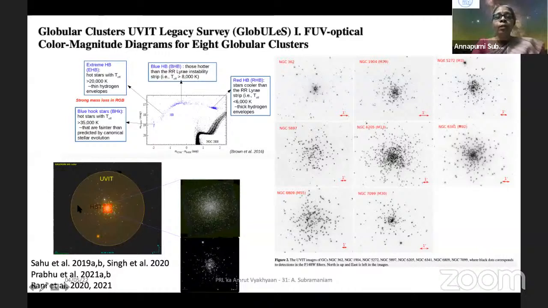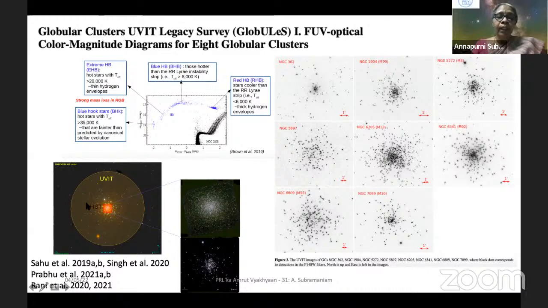We have also completed the globular clusters. The first paper on the globular cluster survey, Globules, is out. There we have studied 8 plus 3, 11 clusters. 8 are shown here, 3 were already present elsewhere, so we combined all 11.